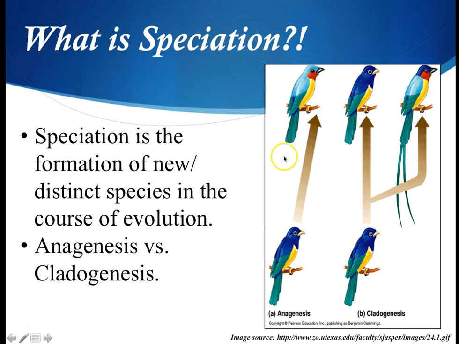So as you can see here in the picture, anagenesis has just one straight line, and then cladogenesis has branching out lines, which means from one single parent species there are two new species forming, and then in anagenesis there's just one straight line going, no branching out. So that's the biggest difference between anagenesis and cladogenesis: branching out and no branching out.